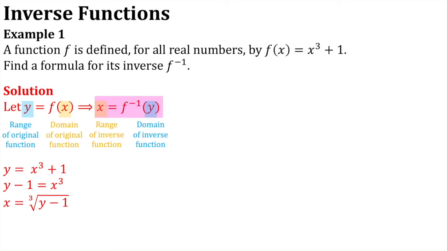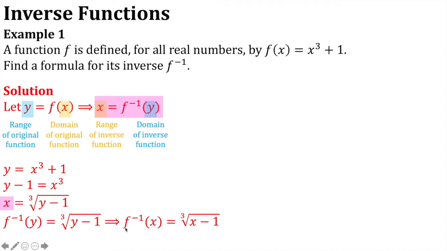Now I know that x is actually equal to the inverse of f of y, and I've got x here, so that must mean that the inverse of f of y is equal to the cube root of y minus 1, which implies that the inverse of f of x is equal to the cube root of x minus 1. Now it's really important that we don't forget to express our final answer in terms of x again. We were given it in terms of x, so the inverse function also has to be in terms of x.